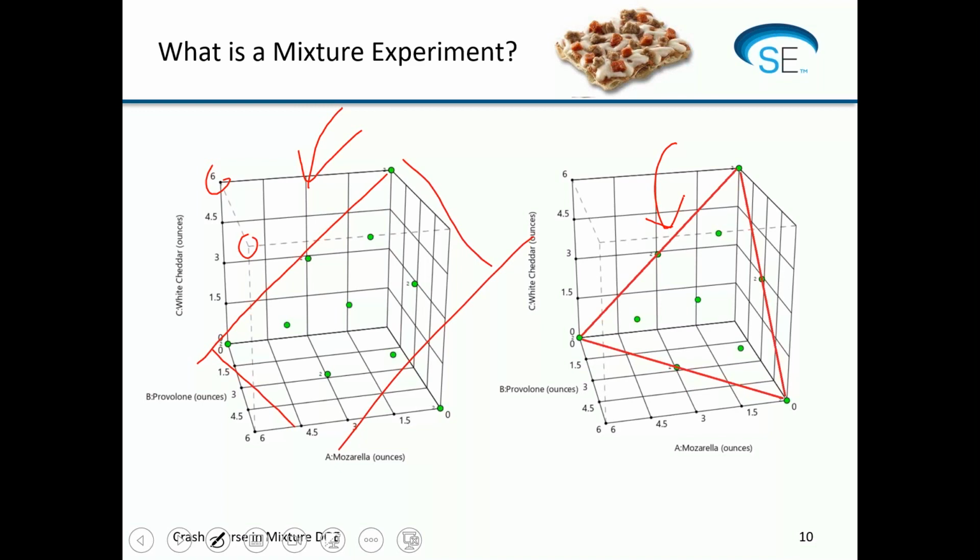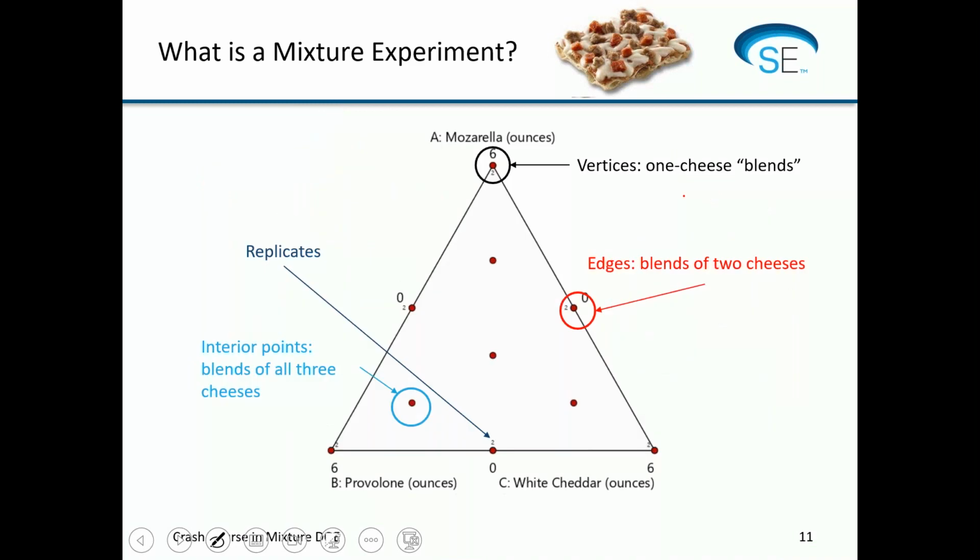So even though I have 3 components, they actually all fit in a 2-dimensional space here. The reason for that is that I can only set 2 components independently. Once I set 2 of the cheeses, the 3rd cheese is automatically set to respect that 6-ounce mixture total. So now I'm going to flatten that triangle, and I'm going to take a look at what these runs look like.